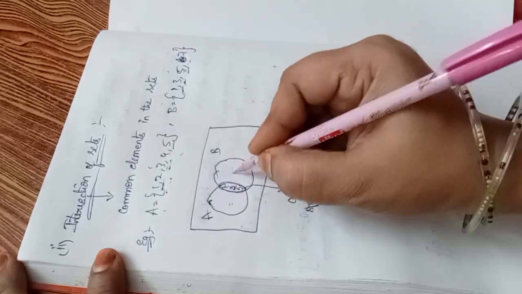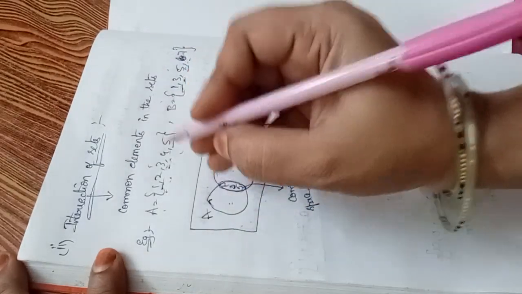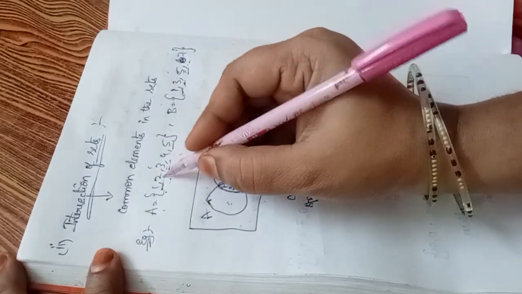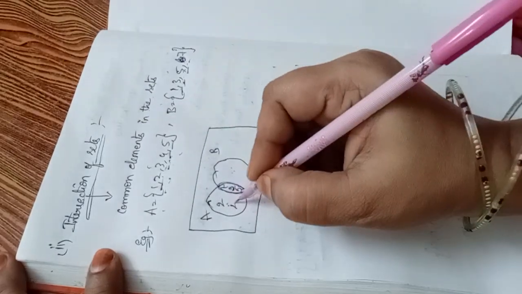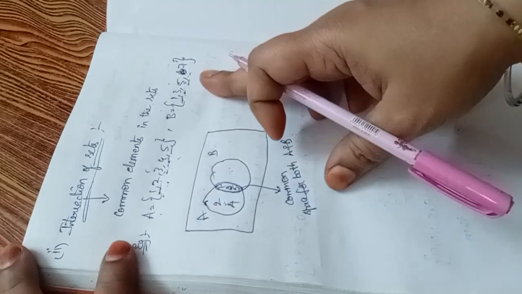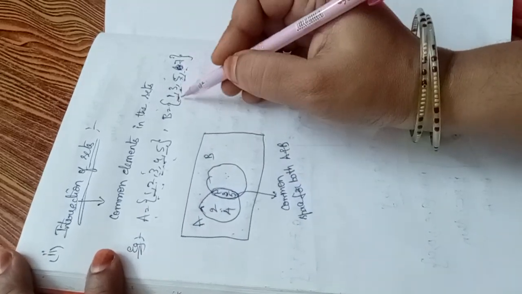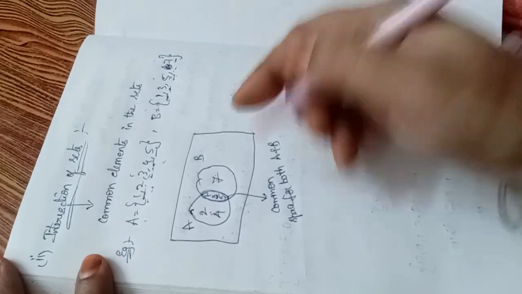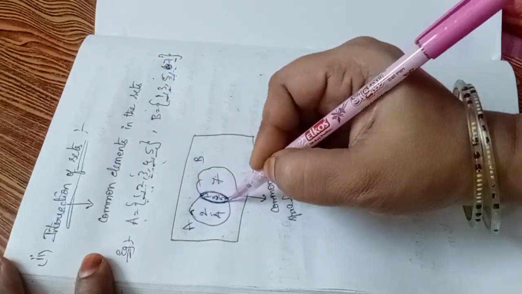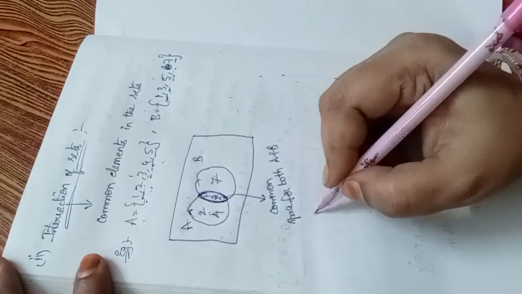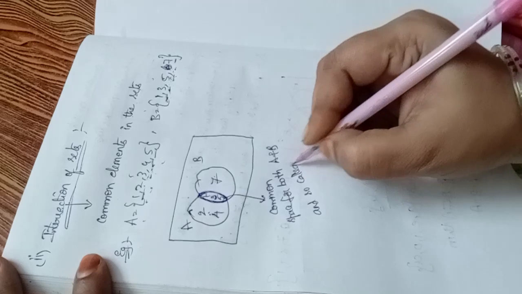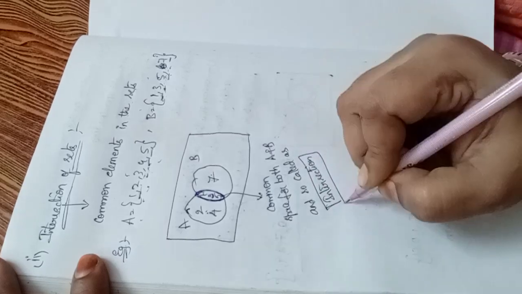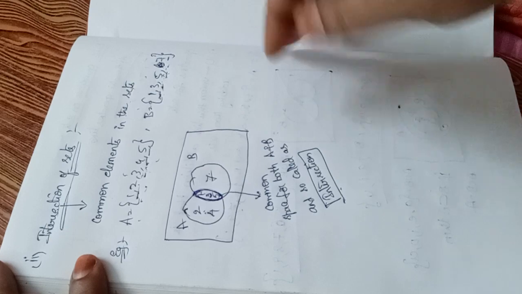Whatever elements are not common, the remaining elements in the sets, we write here and here. 2 is not there in B and 4 is not there in B, so those are the remaining elements in A. Coming to B, all 3 elements are in common, so whatever element is left we write in set B. This common space is known as the intersection. Understood about intersection?